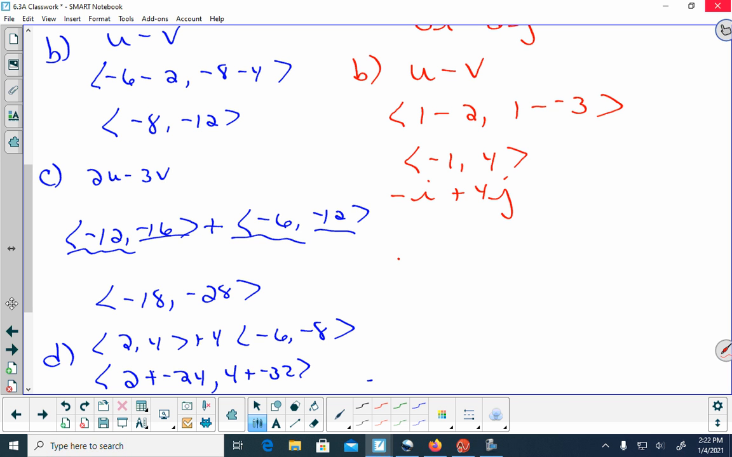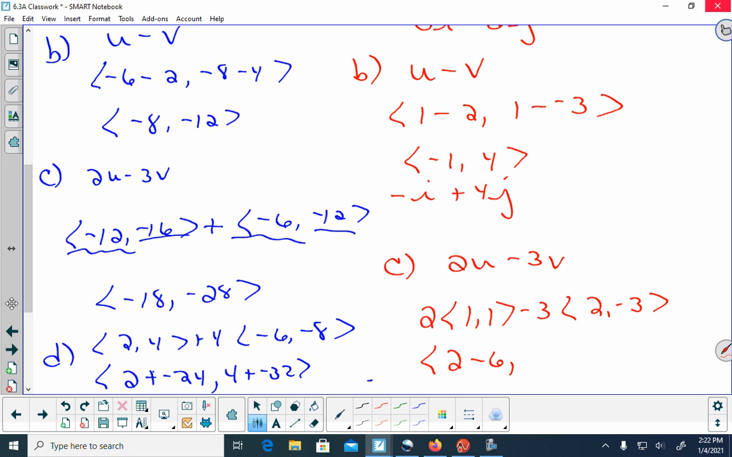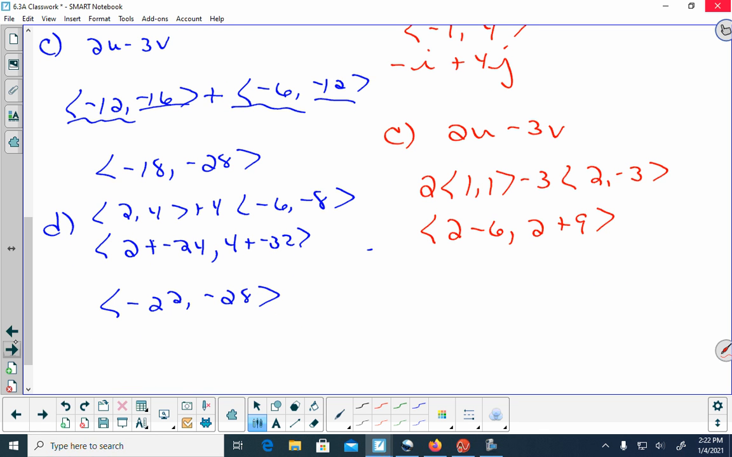For C, that's going to be 2u minus 3v. So 2 times that 1, 1, minus 3 times that 2, negative 3. So that'll be 2 minus 6, and then 2 plus 9. So I'm going to end up with negative 4 and 11. That's going to be negative 4i plus 11j.